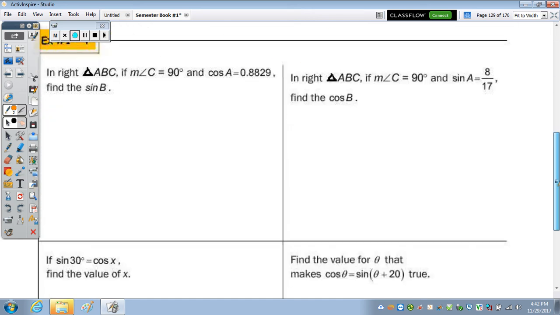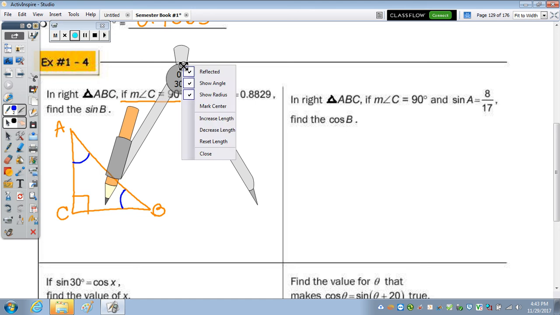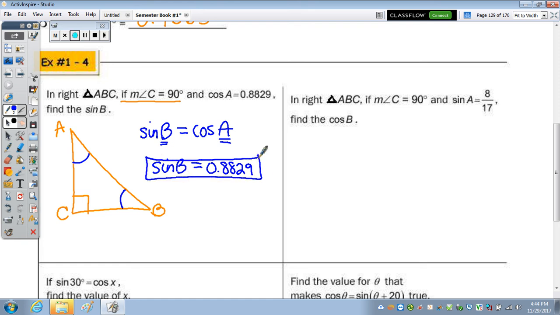Number 1 says, in right triangle ABC, so let's draw a picture. It says the measure of angle C is the 90-degree angle, so I'm going to put A here and B here. It says the cosine of A is given as 0.8829. Find the sine of B. Well, these are the acute angles of a right triangle, so we know that the sine of B equals the cosine of A, because A and B are the complementary angles. And since it gave us the cosine of angle A, we know that the sine of B is also equal to 0.8829.